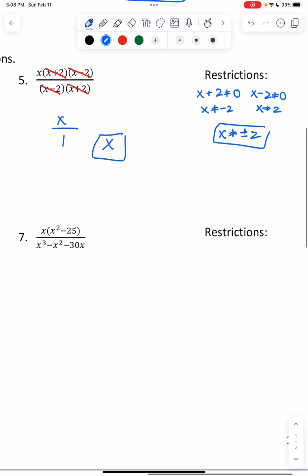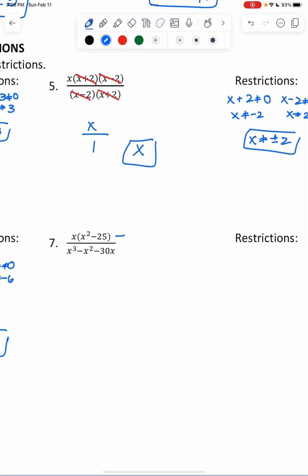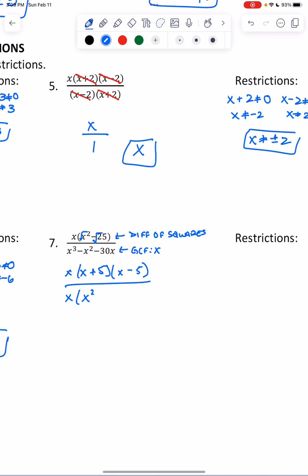And then for this last one, number 7, again, factoring here. This x squared minus 25, that's a difference of squares, right? So in the top, we have that x out front, one's plus, one's minus, and then the square root of both of these, so x plus 5, x minus 5. And then in the denominator, there's a GCF here of x, so if we take that out, we'd have that, and then this trinomial on the bottom, we can factor with the big X, multiplies to negative 30 and adds to negative 1, would be negative 6 and positive 5.